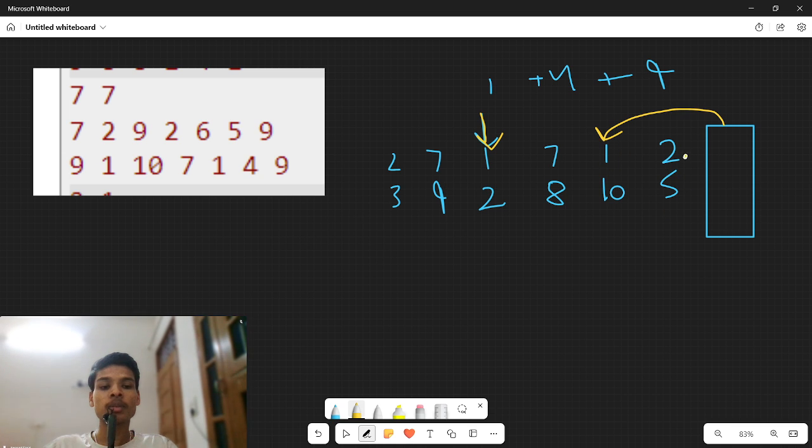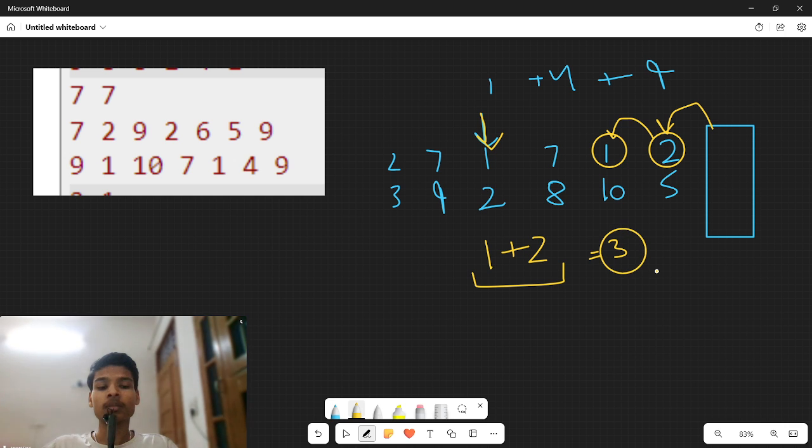For example, if my person first travels to this position, that is 2, then to this position, that is 1, then the cost is simply 1 plus 2, and it is also a valid operation. Then 1 plus 2 is equal to 3. That's how my person can come to my third index. So this is the minimum possible cost.